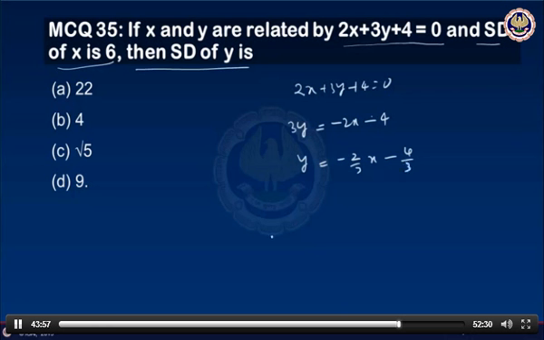Now here SD of x is given, SD of y we have to find. SD of y equals the modulus of minus 2 by 3, so 2 by 3 into SD of x, which is 6. Three 2s are 6, so SD of y is 4. Option B is the correct answer.